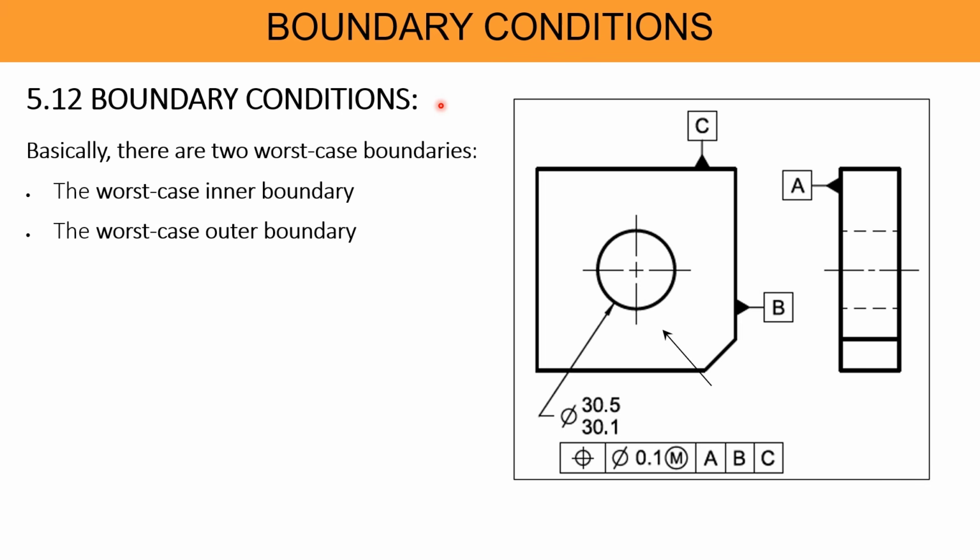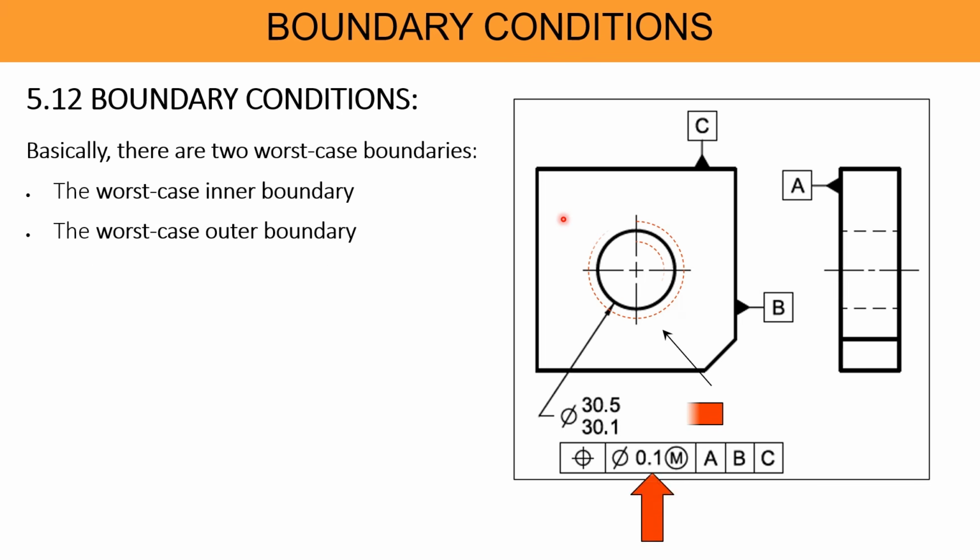Basically, there are two worst case boundaries: the worst case inner boundary and the worst case outer boundary. These boundaries are developed from the nominal feature of size. They are created by considering the combined effect of size limits, MMC or LMC, and the applicable geometric tolerances. In simple words, boundary conditions show the extreme limits within which a feature must function properly.